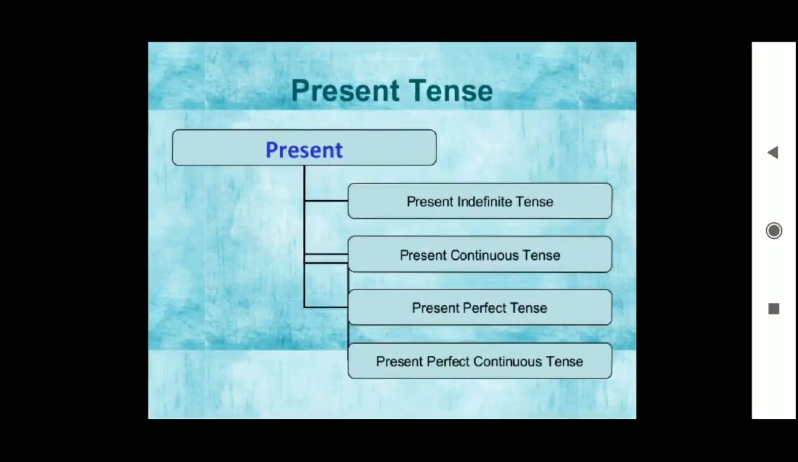Now, my dear students, let us try to understand present tense. You know that present tense has four forms, four aspects. You can see here present indefinite tense, present continuous tense, present perfect tense, present perfect continuous tense.